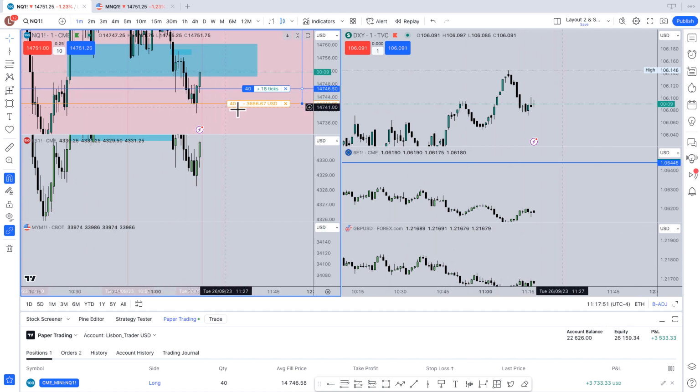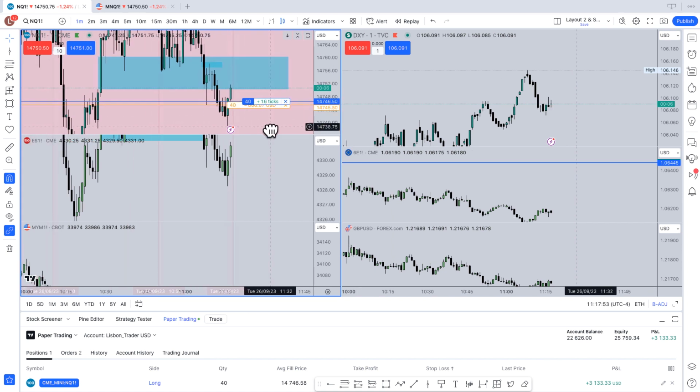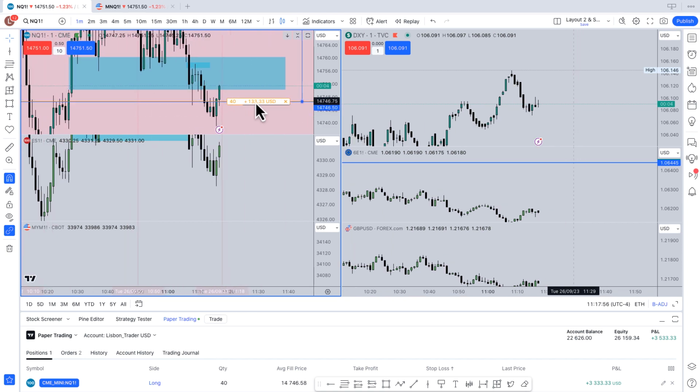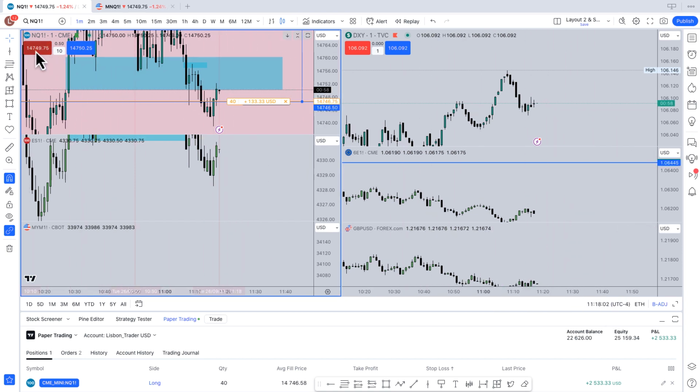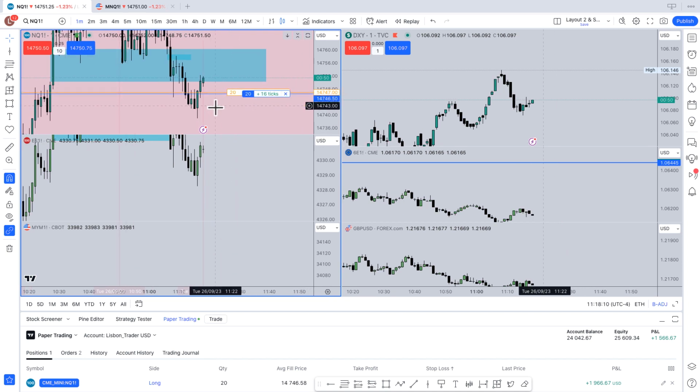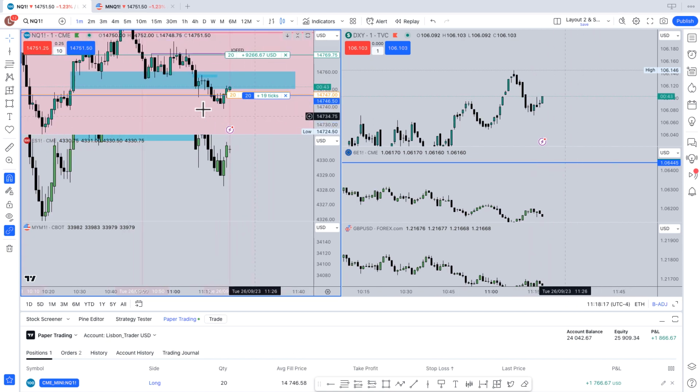So 10, 9. So it's for the upside, it seems. Let's put that break even. 3, 1, 18. So selling, losing some risk. This time of day, 11:18 is tricky.